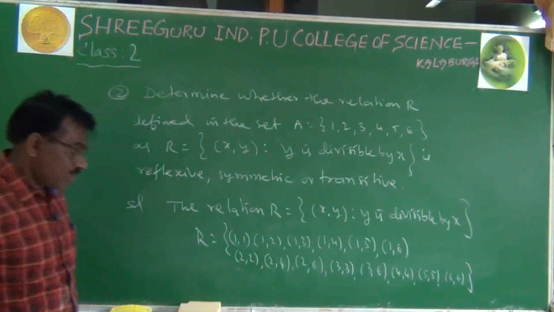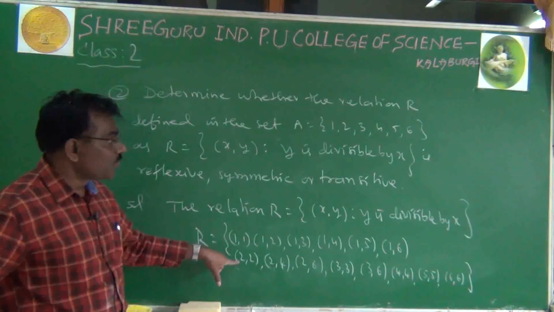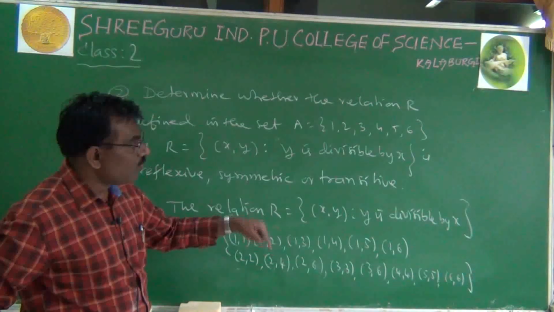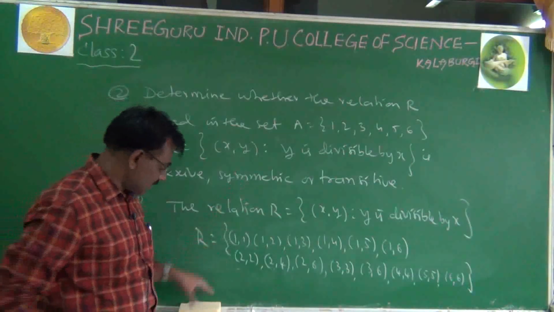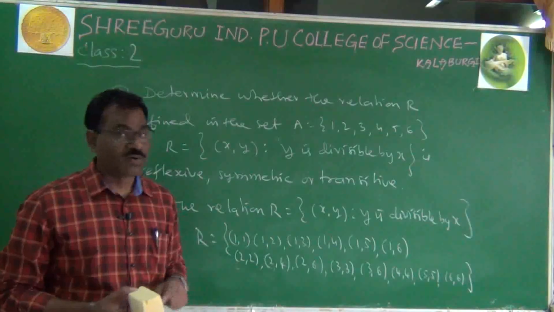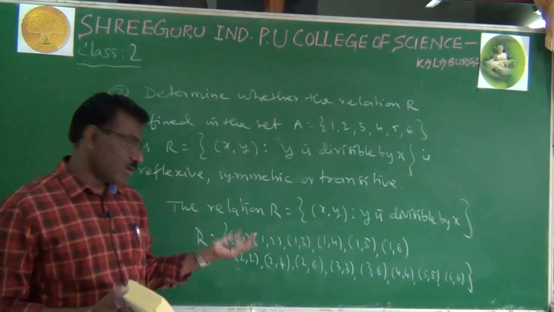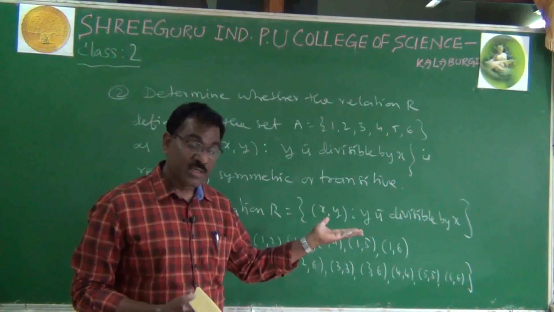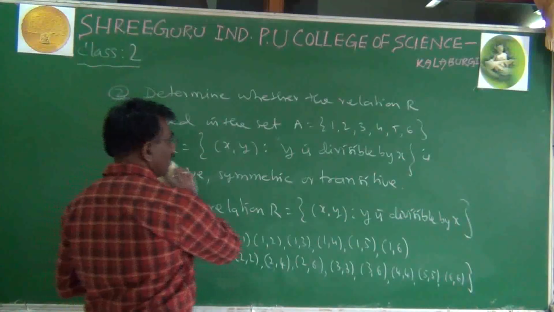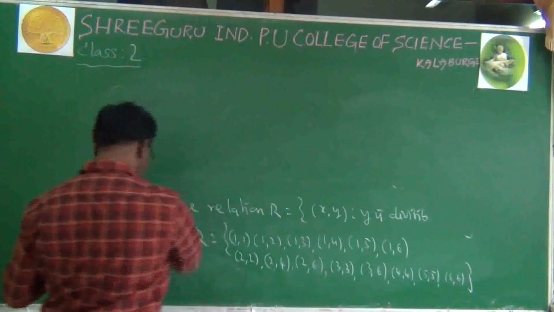So this is the relation: (1, 1), (1, 2), (1, 3), (1, 4), (1, 5), (1, 6), (2, 2), (2, 4), (2, 6), (3, 3), (3, 6), (4, 4), (5, 5), (6, 6). These are the pairs where y is divisible by x, or x divides y. Sometimes the questions are worded differently, but in the textbook y is divisible by x and x divides y are the same. Be careful. So this is the relation R. Now you have to check whether it is reflexive, symmetric, transitive.